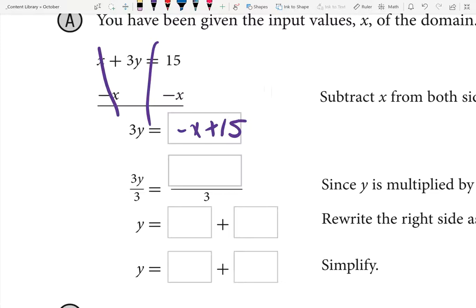So I've gotten rid of that x, and now I have to worry about getting rid of that 3. Now it's a little different here.